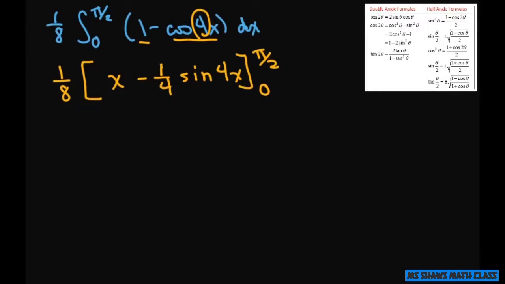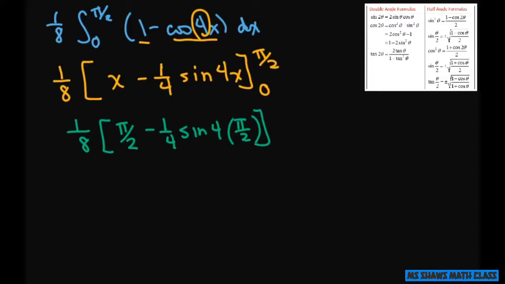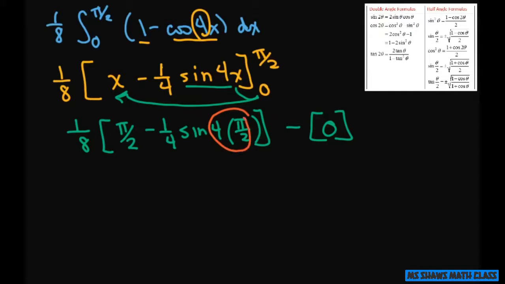And plug everything in. So you get 1/8 times pi over 2 minus 1/4 sine of 4 times pi divided by 2. Now when you plug in 0 in these, you're just going to get 0 because sine of 0 is 0. So that whole thing is just 0. So simplifying further, this is 2 pi. Sine of 2 pi is 0. So that zeroes out. So basically all we're left with is pi divided by 16. And that's your final answer.